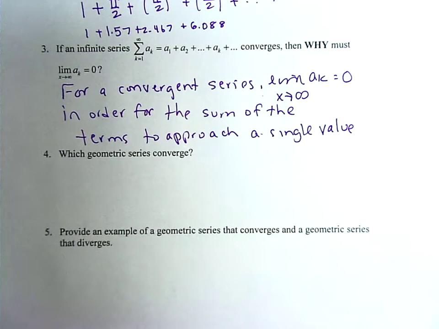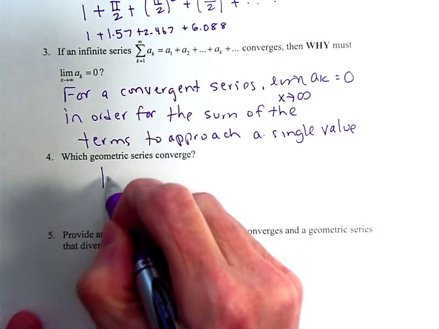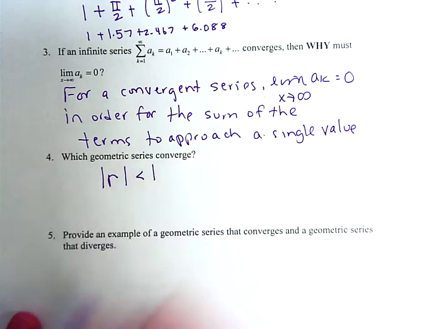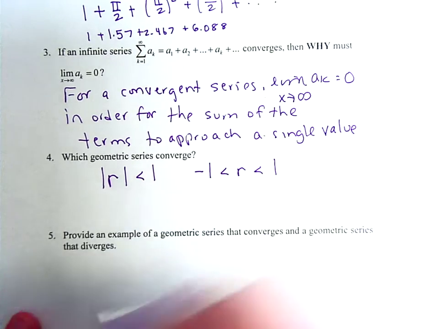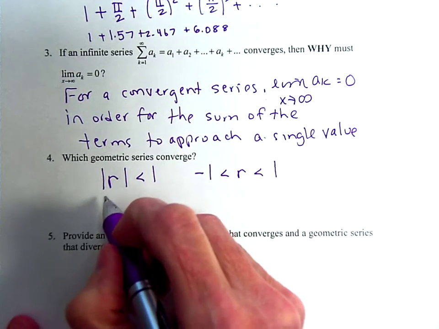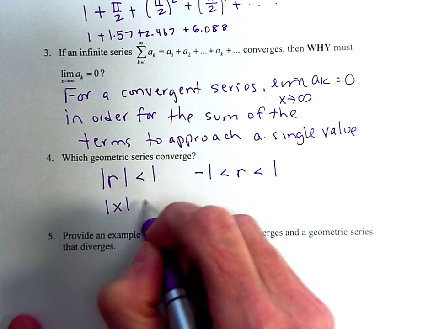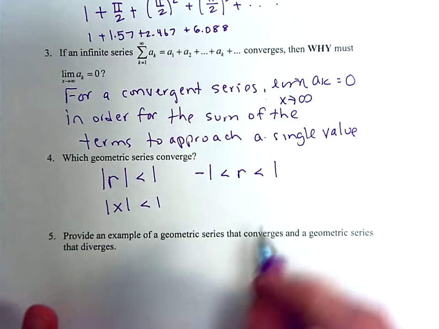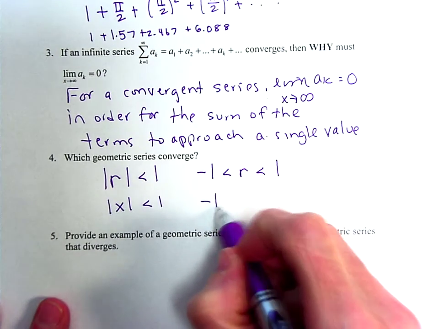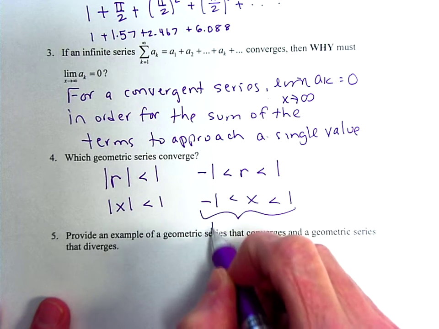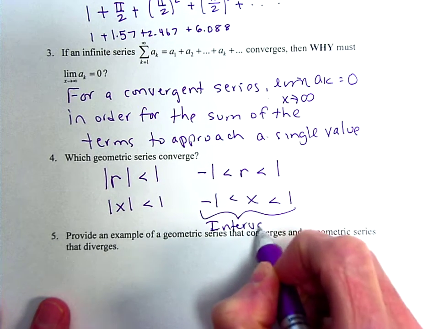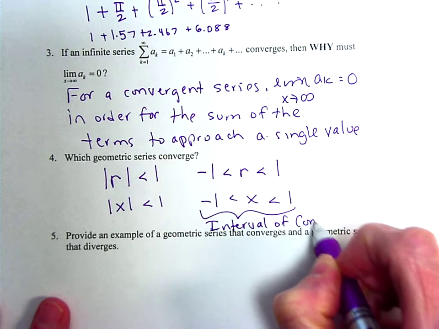We learned from our first lesson that a geometric series converges when the absolute value of the common ratio is less than 1, or minus 1 is less than r is less than 1. Instead of r, we're using x. The absolute value of x has to be less than 1. We say that minus 1 is less than x, less than 1. We also call this the interval of convergence.